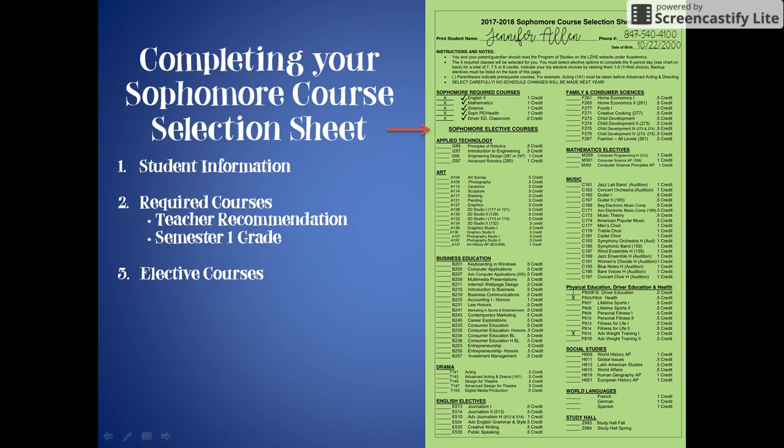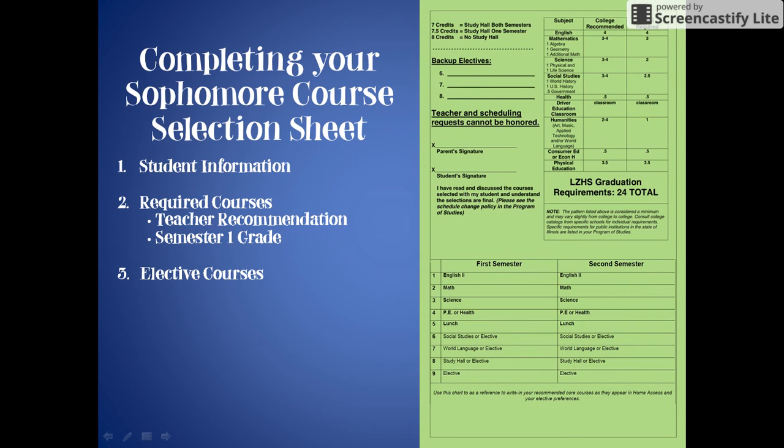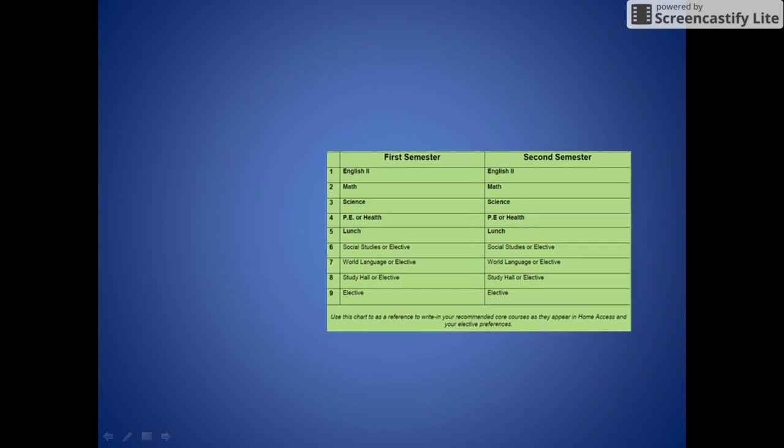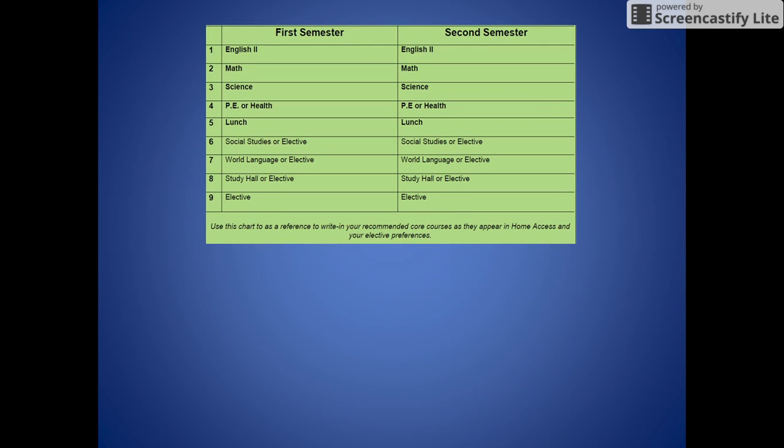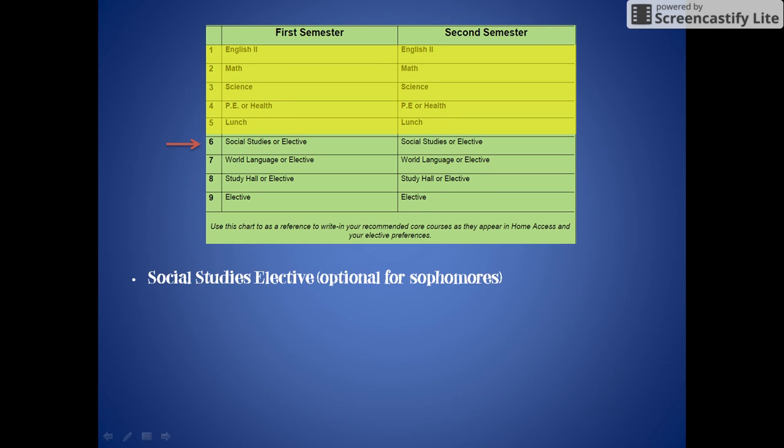Next, we'll take a look at the elective courses. The electives are organized by department. If you take a look at the back of your sheet, we give you an example schedule so you can figure out how much room you have for additional electives. So in addition to those core classes based on the recommendations and your PE and health class, you'll want to consider first a social studies class.